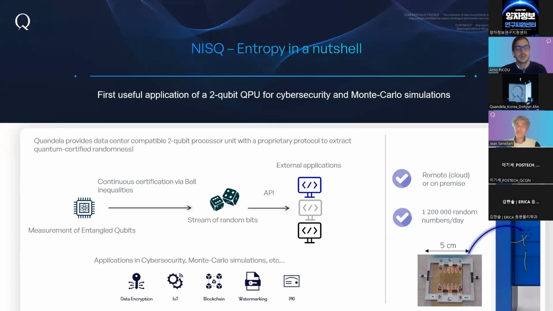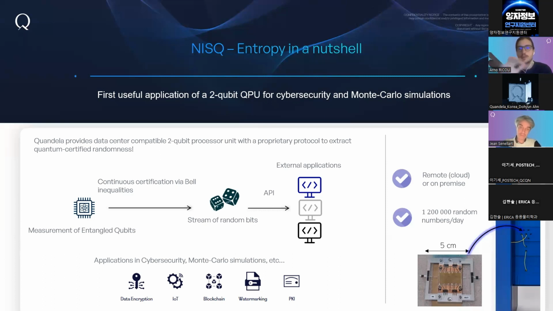It's the first useful application of our 2-qubit QPU. It can be useful for either cybersecurity or Monte Carlo simulation. And it works as follows. We set a bunch of entangled qubits, and then we measure them and store the statistics, the correlation between all the measurements, and compute a value that we compare to a threshold. If the value goes beyond the threshold, which is called the Bell inequality, we know that we generated random numbers.